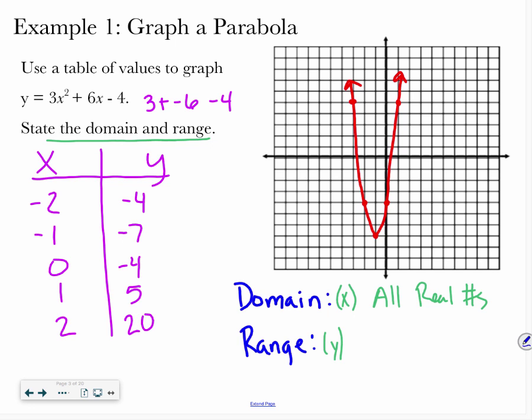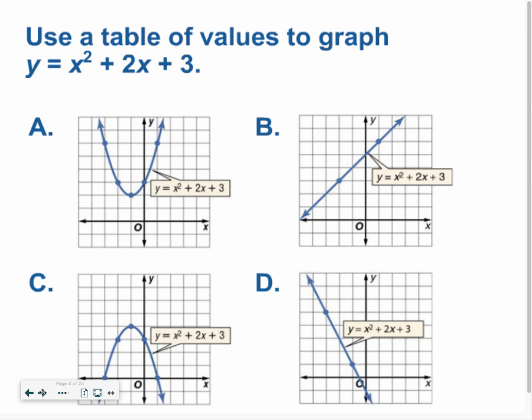I see I have some positive y values, and I also have some negative, but if I look, this graph is never going to go below that point, the bottom of that u. So for my range, I'm going to say y is greater than or equal to -7, because it touches that -7 and then it goes to anything above it. So that is my domain and range. Why don't you go ahead and try solving this one on your own and see how you do.